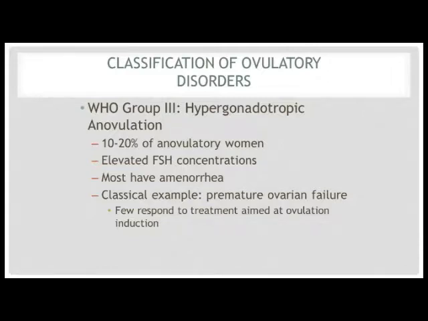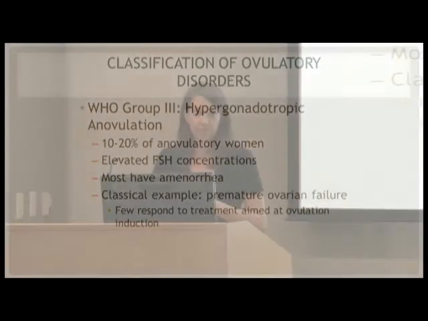You come into my office and you say, hey, my periods are really irregular. I check your FSH and it's 24. Unfortunately, you are in premature ovarian insufficiency, and there's very few things I can do treatment-wise to improve this diagnosis, short of using donor eggs from someone else, because your ovaries have failed.